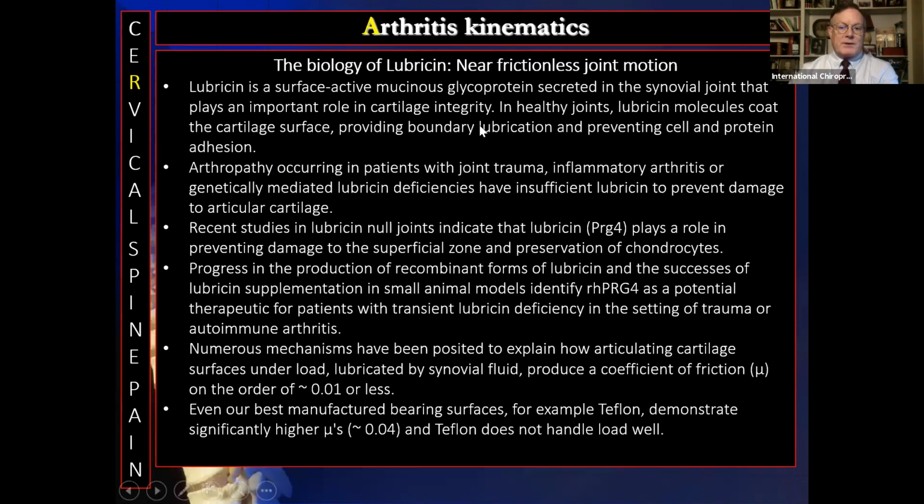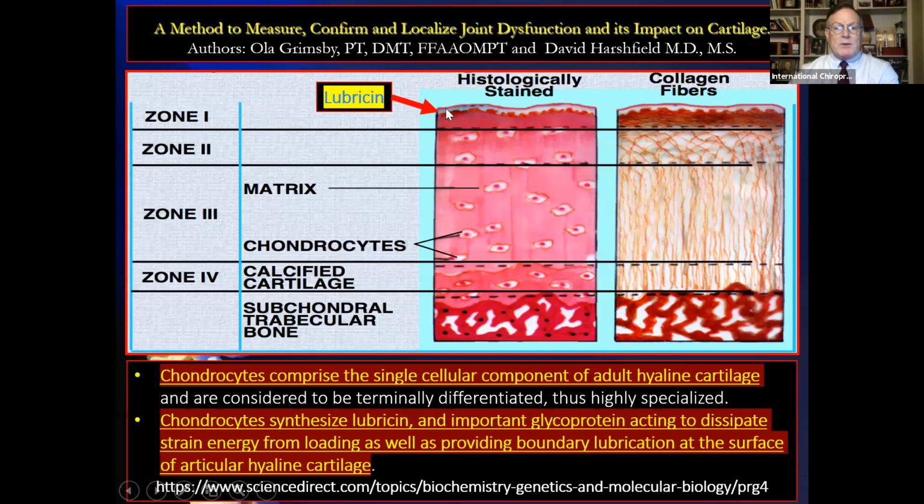So arthropathy occurring in patients after joint trauma or inflammatory arthritis, or even with congenital lubricin deficiencies, there's an insufficient amount of this slick material, lubricin, and then there becomes damage to the articular cartilage. Lubricin plays a role to prevent this damage, mostly on the superficial zone in preservation of chondrocytes. Remember, we talked about the lubricins right here on the external surface.